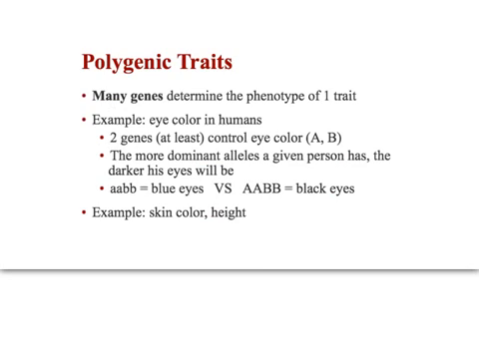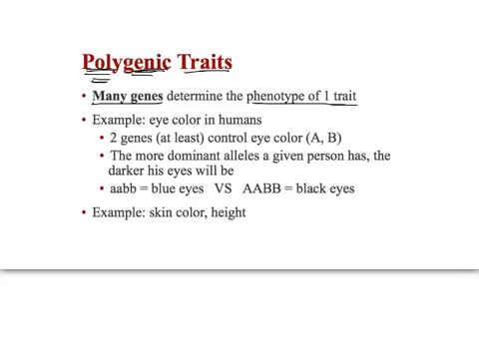Kind of the opposite situation is where you have many genes dictating one phenotype. So many genes determining just one phenotype. So this is the opposite of pleiotropy. And this is called polygenic traits. And if you look at the root to this word, this kind of makes sense. Poly means many, and genic means genes. So we have many genes determining one phenotype.